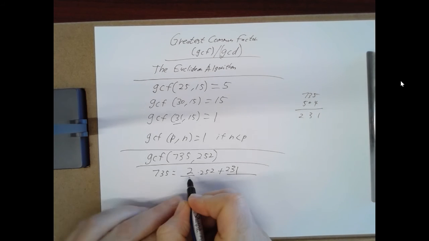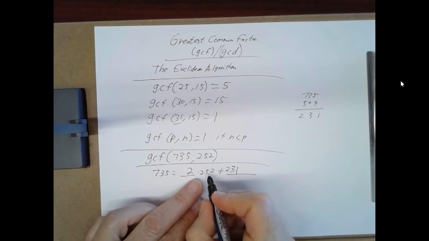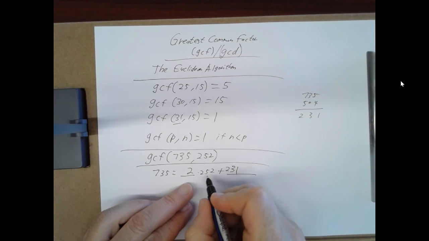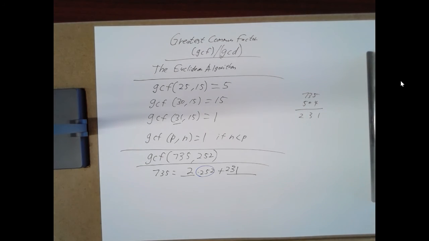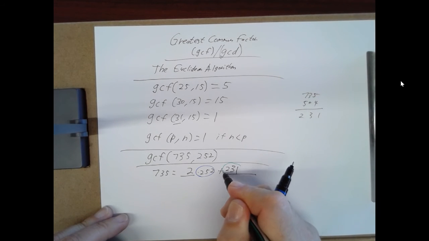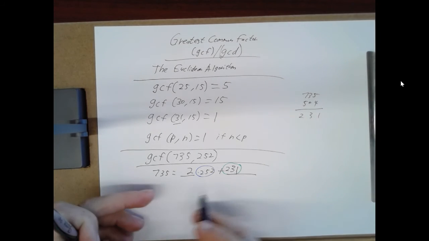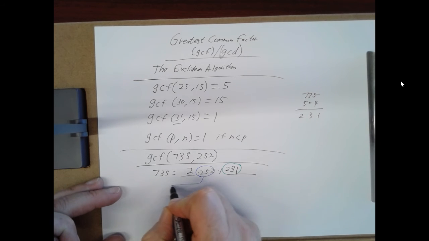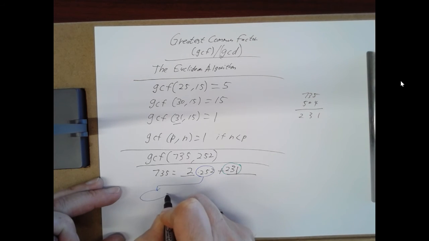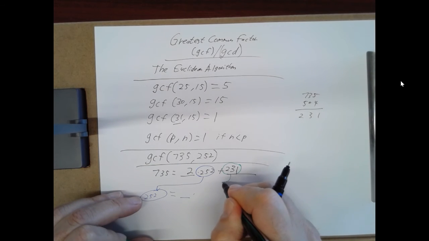We don't care about the 2. That's just the number of times that our second number went into our first. What we care about is that second number and the remainder. So after you've written this, your first number is something times your second number plus a remainder. Copy that over here. And copy the 231 over here.